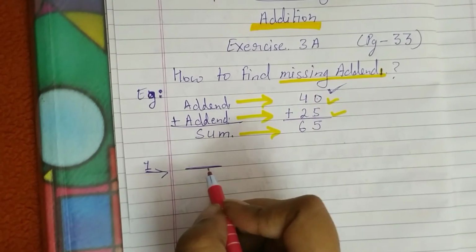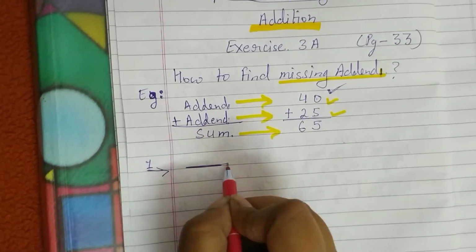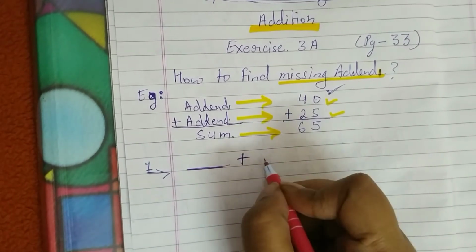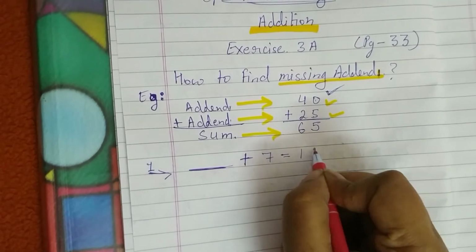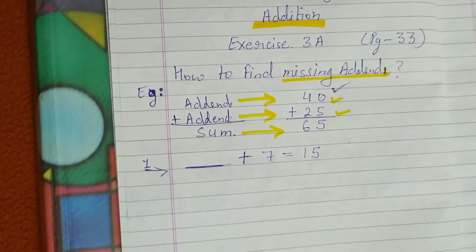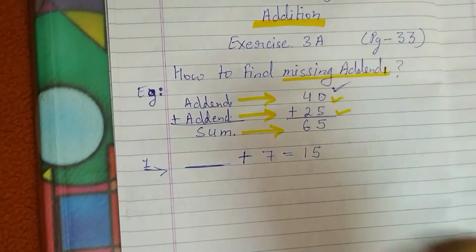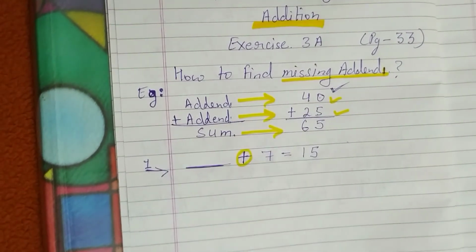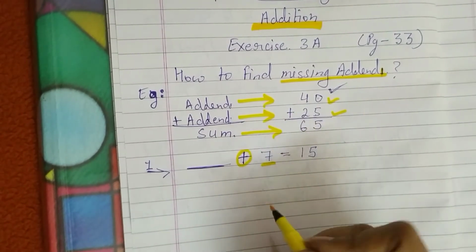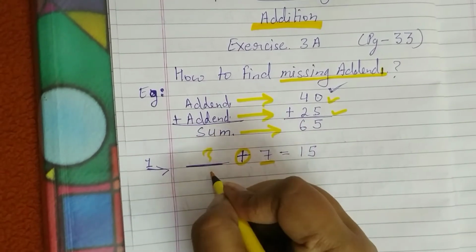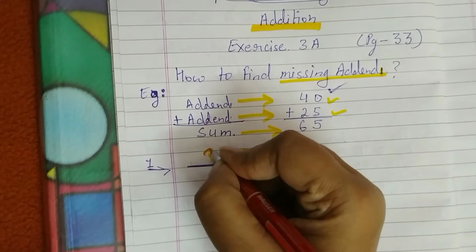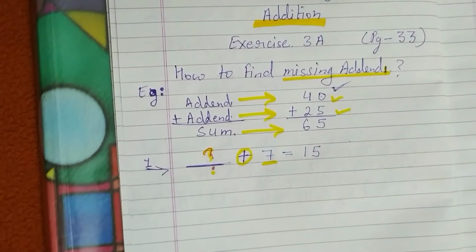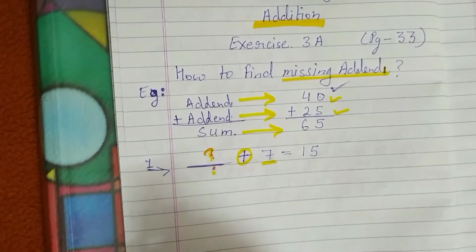Now children, let's see how to find a missing addend. Suppose the statement given is dash plus 7 is equal to 15. From this sign you know that we are going to do addition. But for the addition they have given only one addend, and one addend is missing here. So we have to find what this addend is.